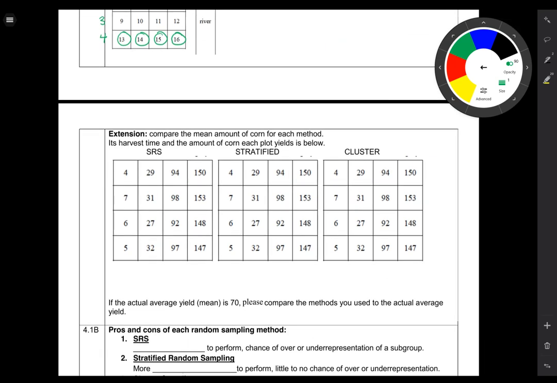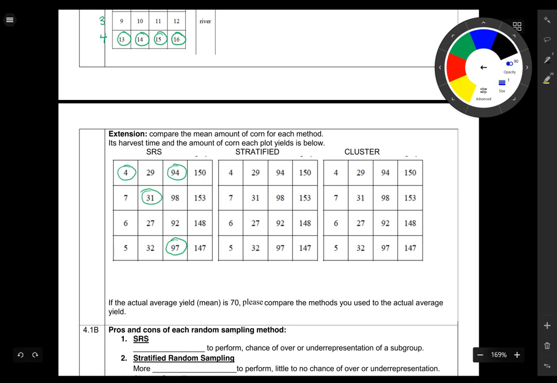All right, here's an extension. Compare the mean amount of corn for each method. The harvest time and the amount of corn each plot yields is below. So for my simple random sample, the boxes I circled or crossed out ended up with these yields.